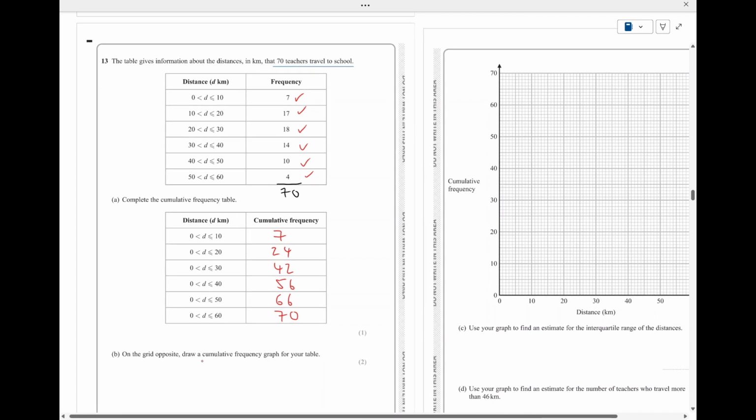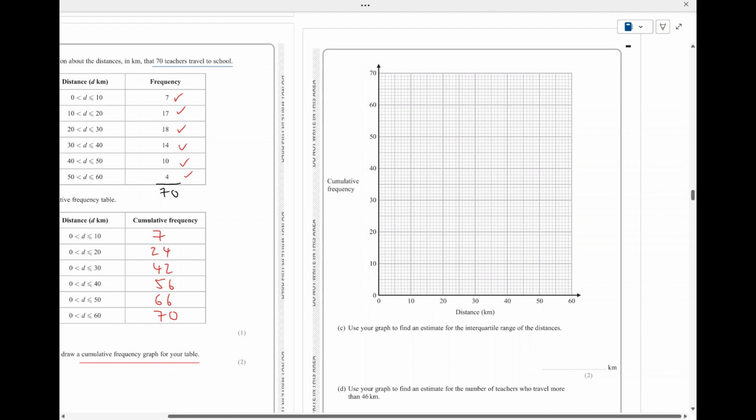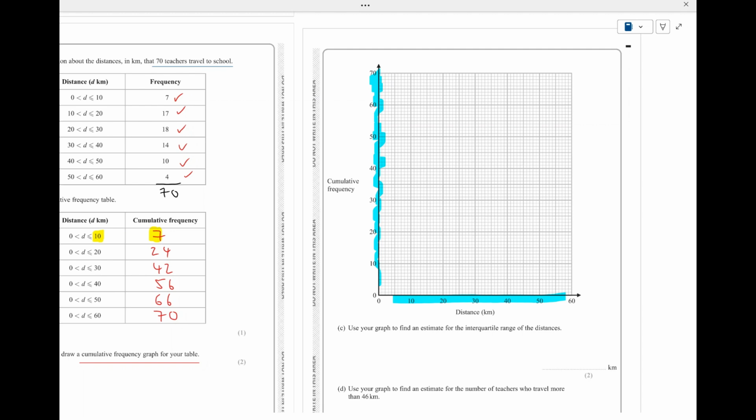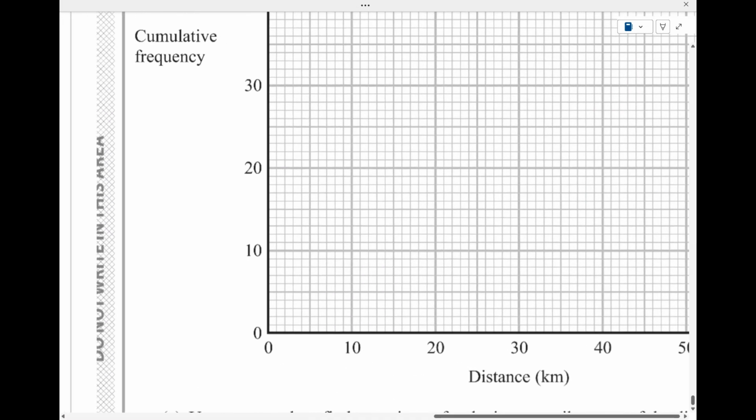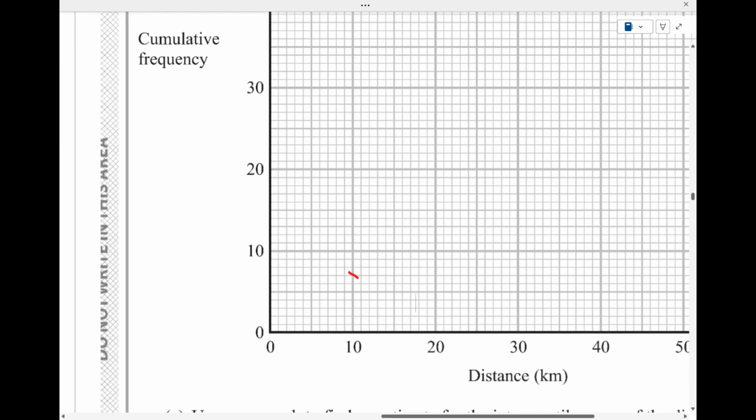On the grid opposite, draw a cumulative frequency graph for your table. Right, so remember, you're going to plot the endpoints here, the 10 against the 7. And sometimes they use a different scale on the y-axis than they do on the x. Let's have a look at the scales carefully. In this case, I don't think they've done that to us, which is kind. So we have 7 teachers who travel up to 10 kilometres. So there we go. Make sure you're using your scale correctly.